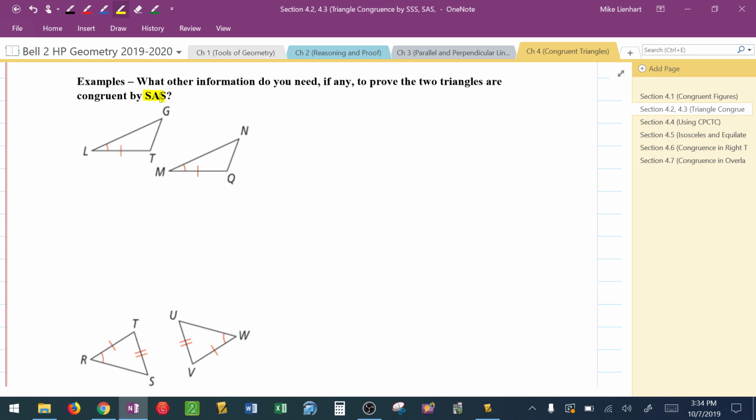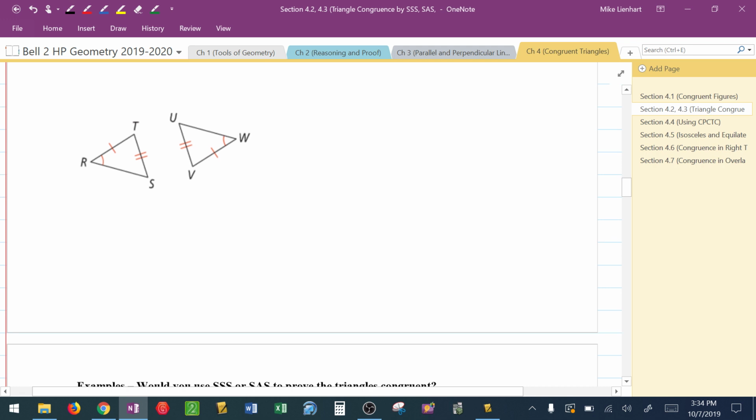All right? So in the first problem, what's missing is I need to be able to show that that side's congruent to that side. That side LG is congruent to side MN. And if I have that, then I can use side, side, side. Take a look at this.